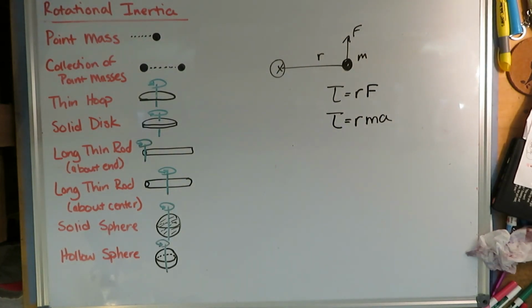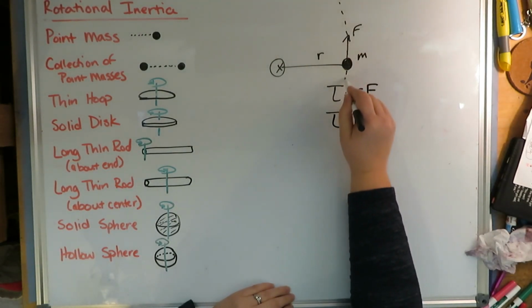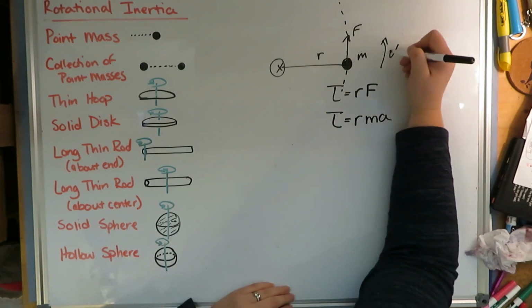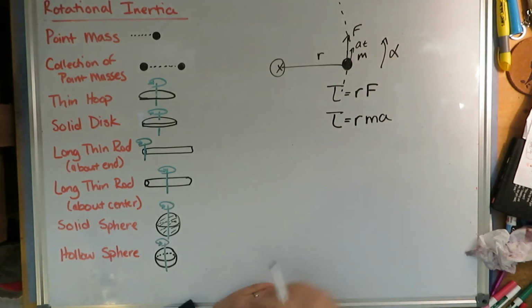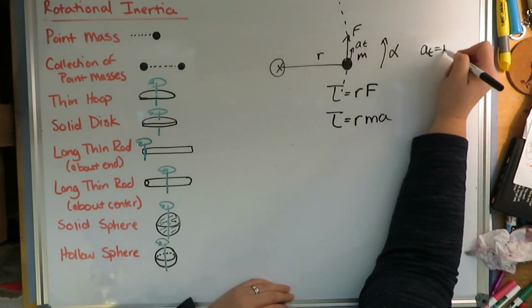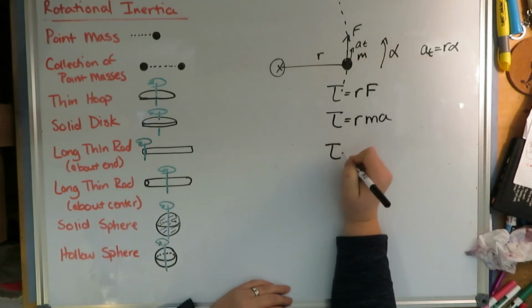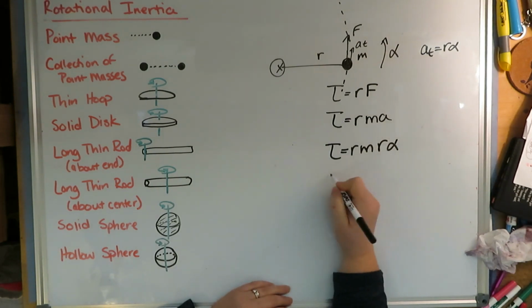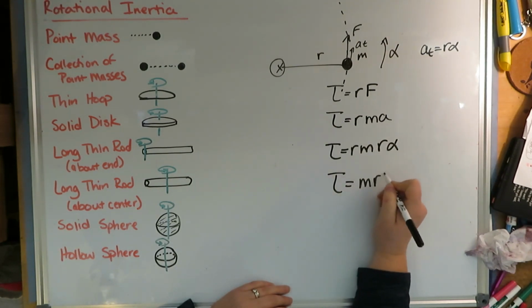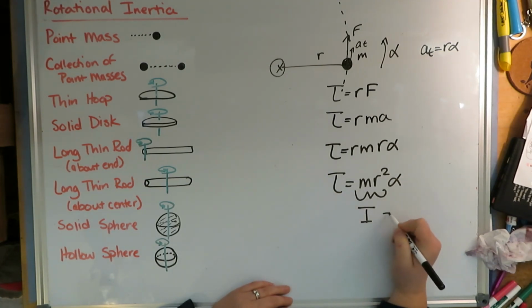And then that linear acceleration is essentially related to the angular acceleration, because that linear acceleration would be tangent to the circle, and your tangential acceleration is r times alpha. So if you substitute in r alpha for a, you get that torque is going to be r times m times r alpha, and then if you rearrange this, you get torque is equal to mr squared times alpha. So this is the moment of inertia of a point mass.